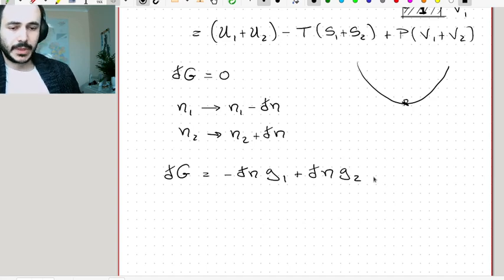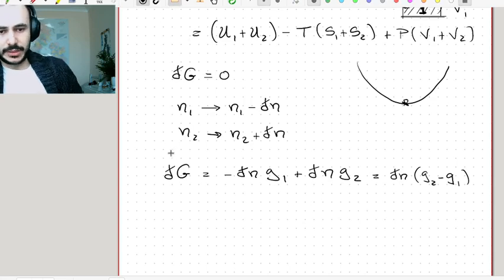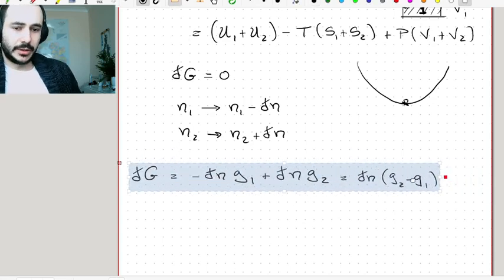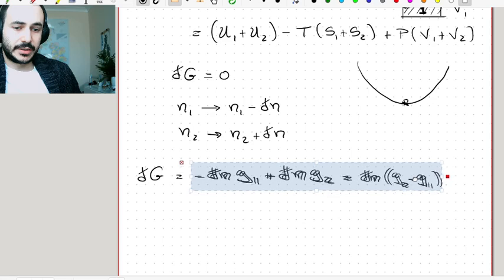And of course, grouping terms, this is nothing but dn times (G2 minus G1). And we know that this whole thing is zero because we said that we are in a stable configuration. Therefore, the Gibbs free energy must have an extremum.